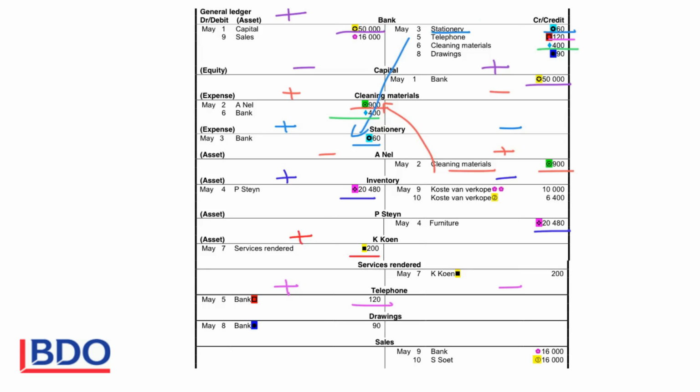Assets increase on the debit side and decrease on the credit side. Services rendered is an income. Income increases on the credit side and decreases on the debit side. So services rendered will be credited.